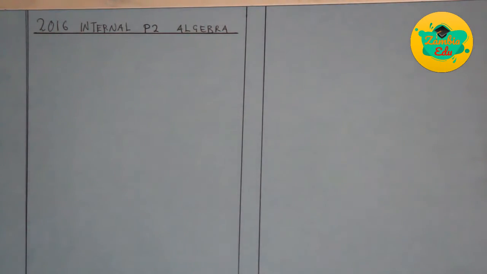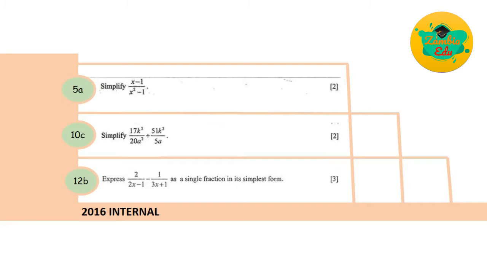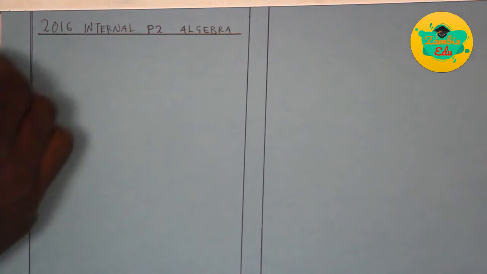Okay, so we are going to start with the 2016 internal paper 2, solving the algebra questions. This paper had 3 algebraic questions that came. Number 1 being on question 5a, the second one was on question 10c, and the third one was on question 12b. So let's start with our first one, which came under question 5a.